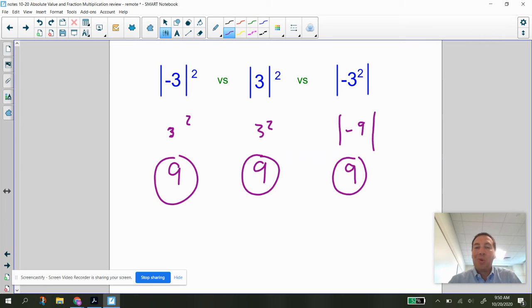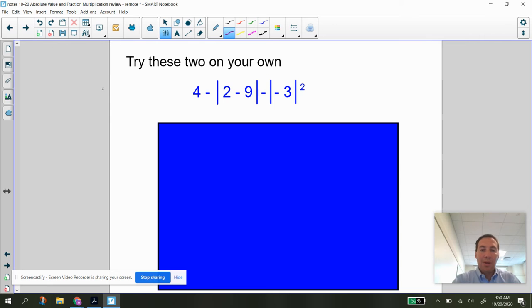So remember, when we did something like this with parentheses, some were negative, some were positive. Unless that negative sign is on the outside of the absolute value, they're all going to turn out positive this way. All right, I've got a couple for you to try here.